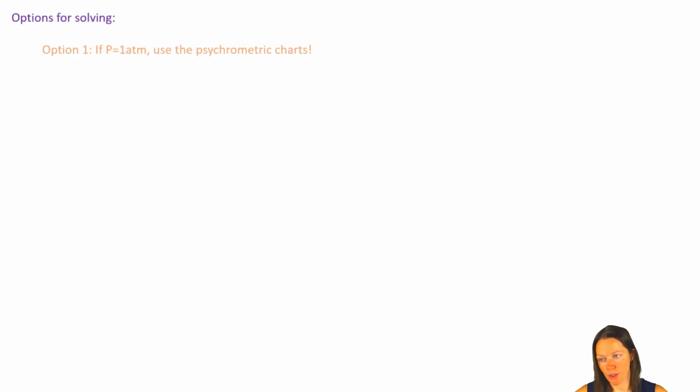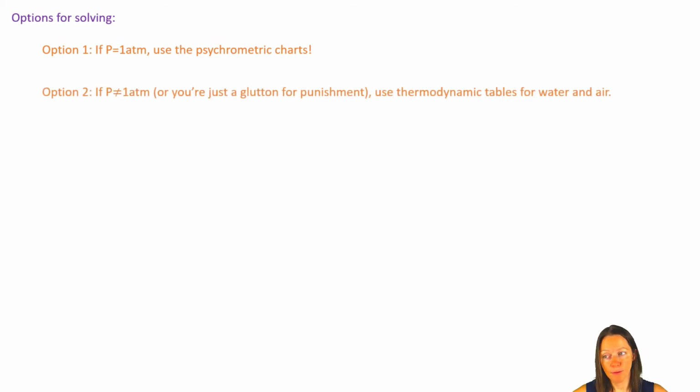So, options for solving. Well, if you are at 1 atm, you can absolutely use those psychrometric charts. But if your pressure is not at 1 atm, you have to use the thermodynamic tables for water and air to look up those h values. And you have to calculate what your specific humidity is based on the equations on your equation sheet. It doesn't mean that if you're at 1 atm, you can't still do that. It's just a little bit more work.